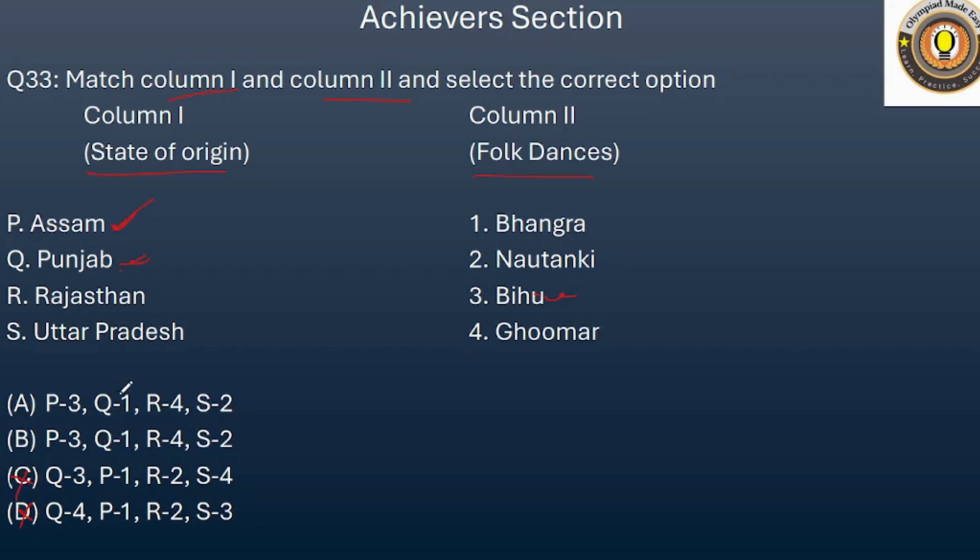Okay. So, Rajasthan, we know Ghumar. R4. Uttar Pradesh, we know Nautanki. S2. So there is a mistake here. Both options are same. The right option is P3, Q1, R4, S2. The right match is because Assam, Bihu, Punjab, Bhangra, Rajasthan, Ghumar, Uttar Pradesh, Nautanki. P3, Q1, R4, S2. All right.